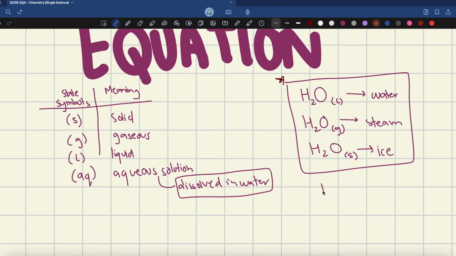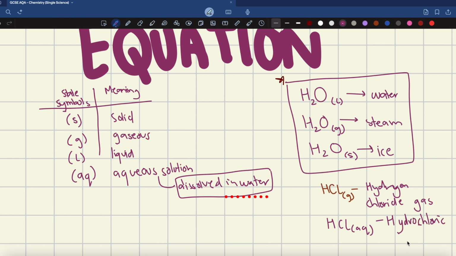Then you need to know HCl. HCl present in a gaseous form, with the state symbol (g) enclosed in brackets, is hydrogen chloride gas. HCl in aqueous state is hydrochloric acid. I want you to memorize this. Super important. Very, very important. Both of these are very important.